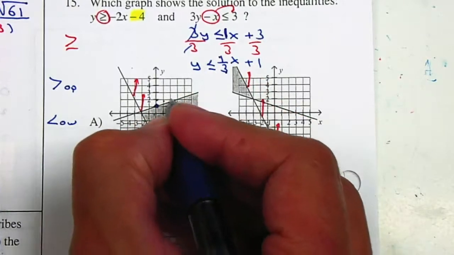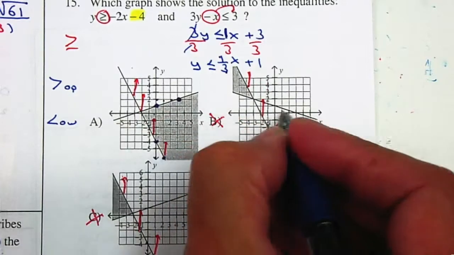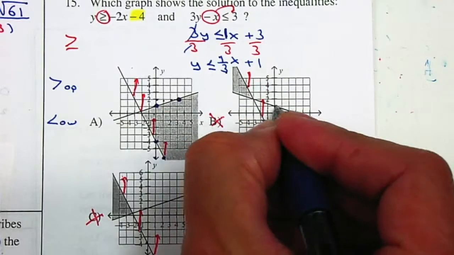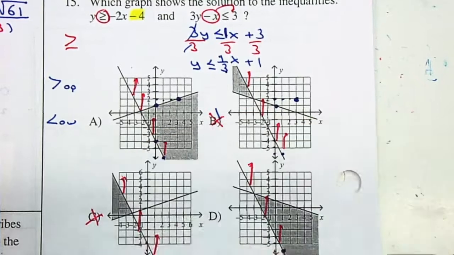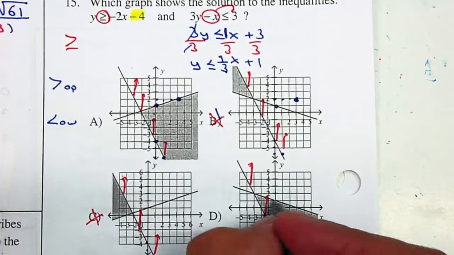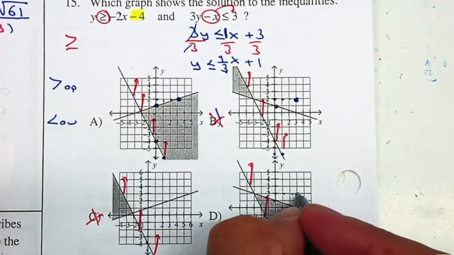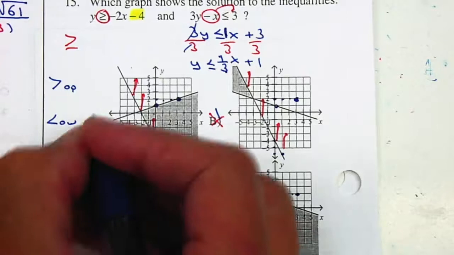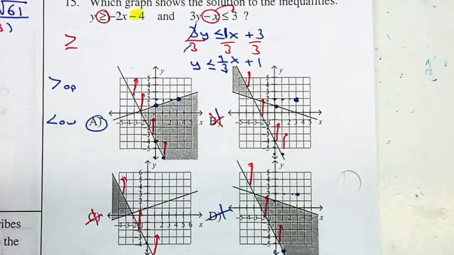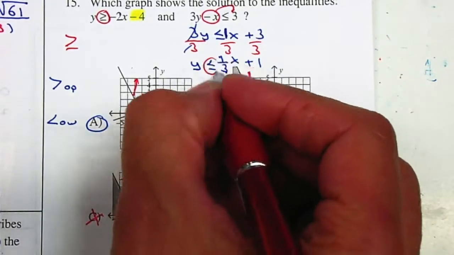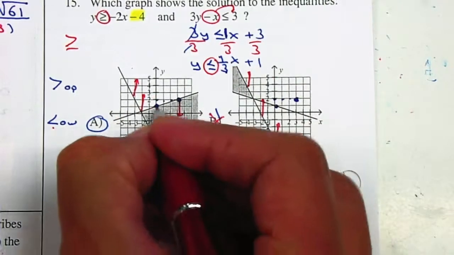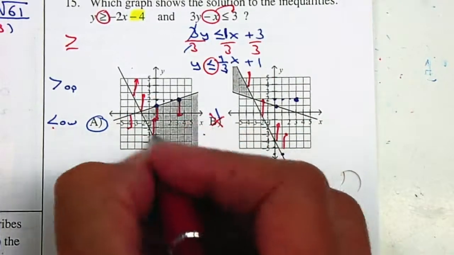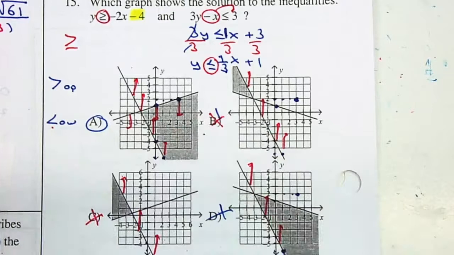Up 1 and to the right 3. So that one's fine. Y-intercept is 1, my slope is up 1 and to the right 3. So that one's wrong. This one, up 1 and to the right 3, and that one's wrong. So your answer should be A. But let's double check your shading. This is less than or equal to, so therefore we're going to shade the low side. And if you notice, they will be intersecting in this section here. So your answer will be letter A.